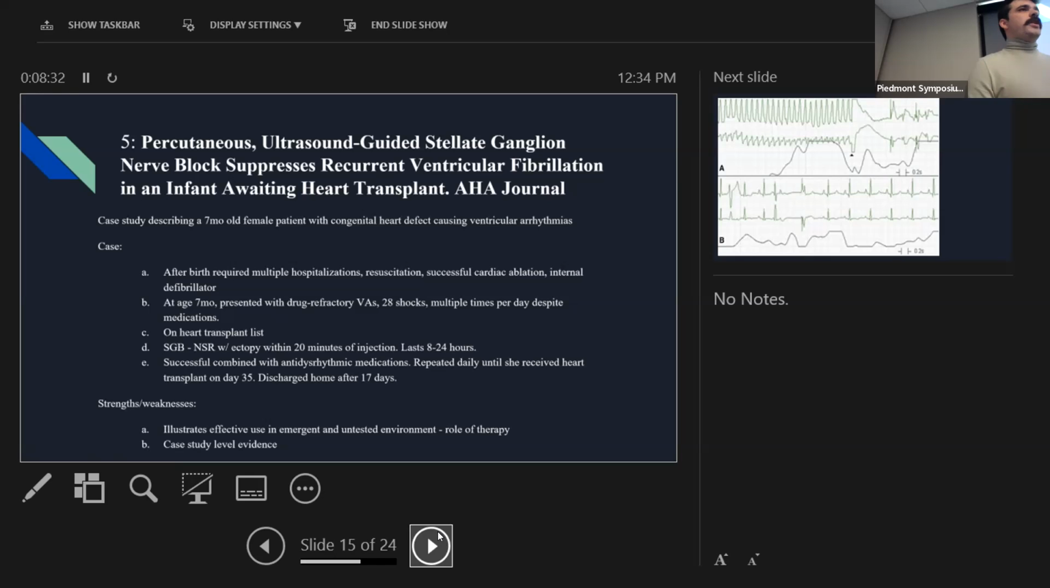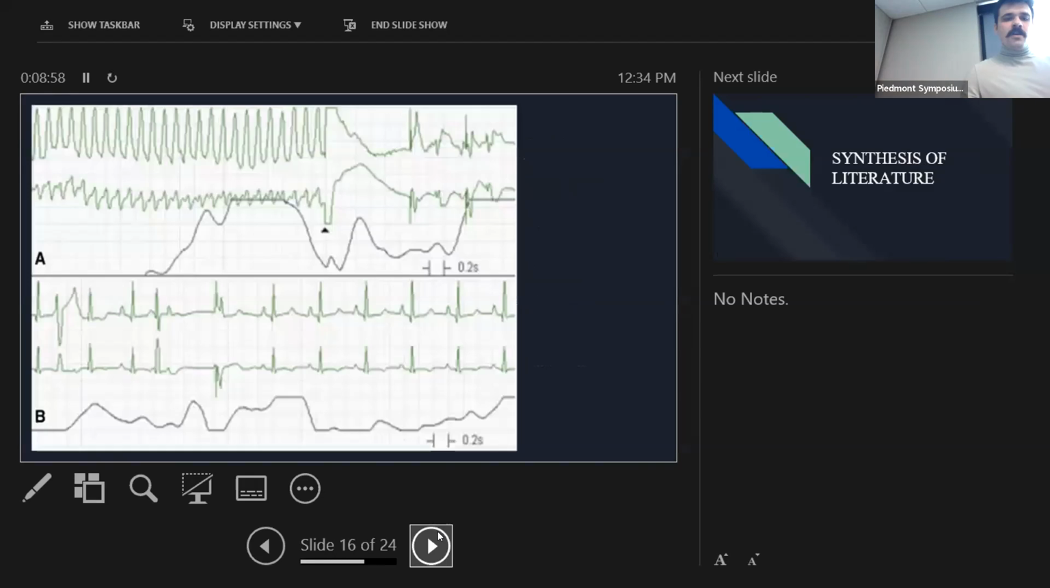Because their circumstances were so dire, they decided to try and do this nerve block, even though there was not a lot of research, especially in infants at the time. And what they found was that after 20 minutes, she was able to maintain a normal sinus rhythm up to 24 hours. So they were able to repeat this procedure on a daily basis for 35 days until she could get her heart transplant. So I just wanted to include this to kind of show where it can fit in our current treatment plans. And you can see her heart before and after the shock on the A slide, and B, the sustained normal sinus rhythm here.